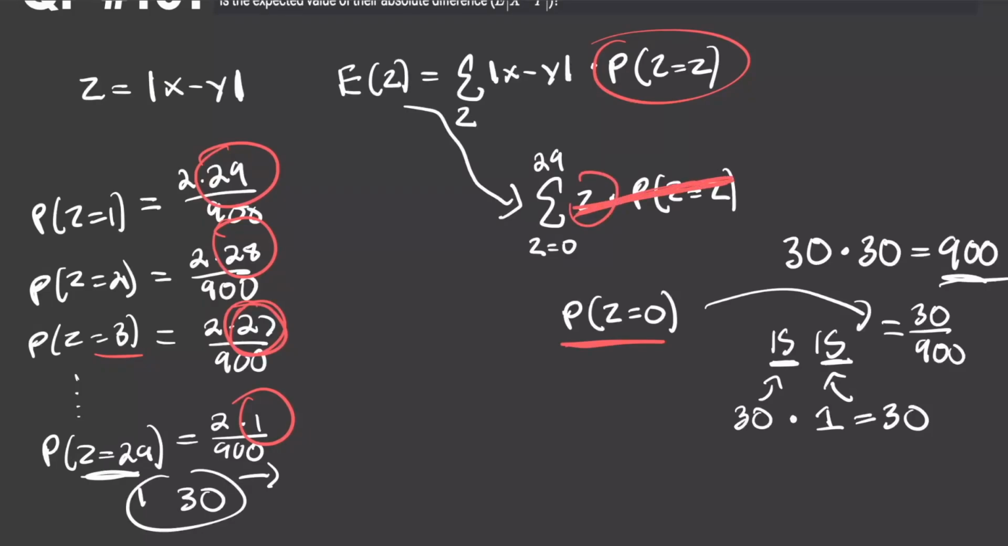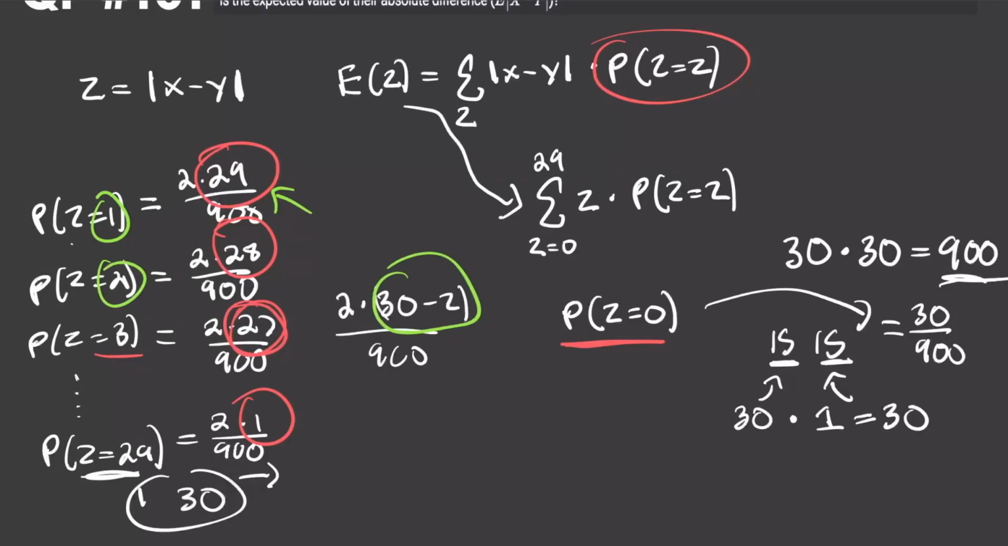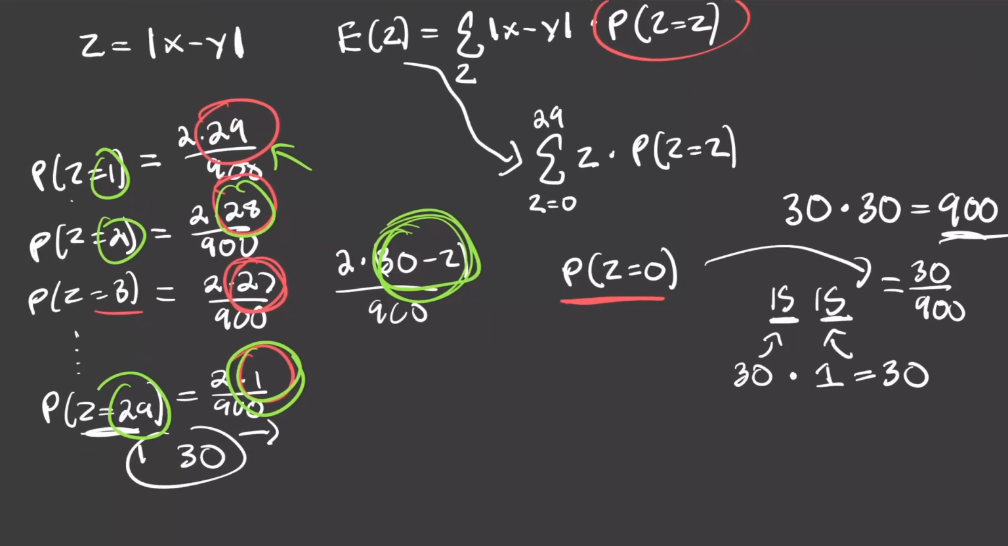So the probability distribution from z going from 1 to 29 is just going to be 2 times 30, you can see, minus the value of z divided by 900. So does this check out? When z is equal to 1, we're going to get 29 here, which checks out. When z is equal to 2, we're going to get 28 here, checks out. When z is equal to 29, we're going to get 30 minus 29 equals 1, and that checks out as well. Okay, so now we can just plug this in.